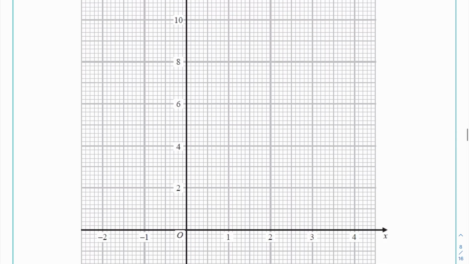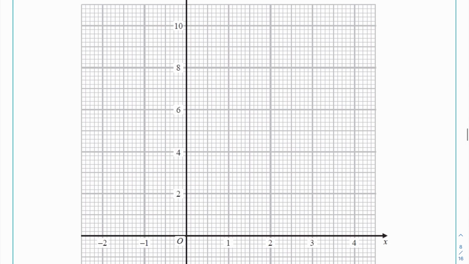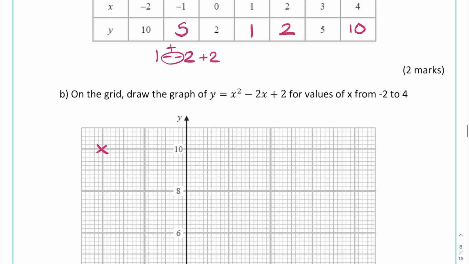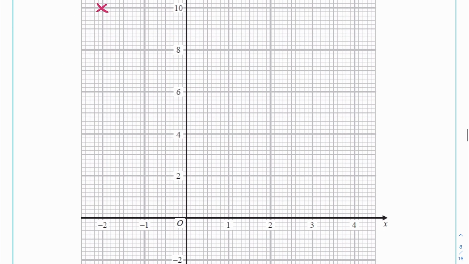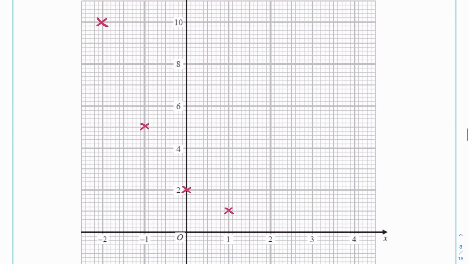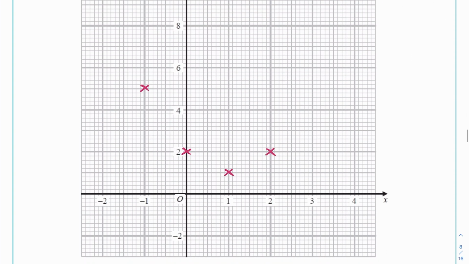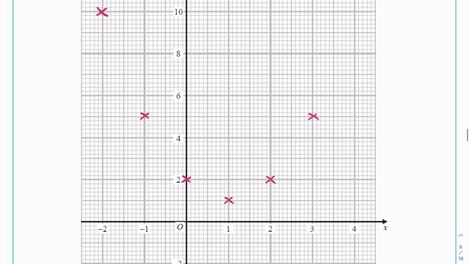So negative 2, we have a value of 10, so that's going to be up here. Then it's 5, 2, 1. So I'll go 5, 2, and 1. And there we go. And then it goes 2, 5, 10 again. So just each little jump across, 2, and 5 is here. And then 10 is on the 4 just there. So that's what your quadratic should look like.